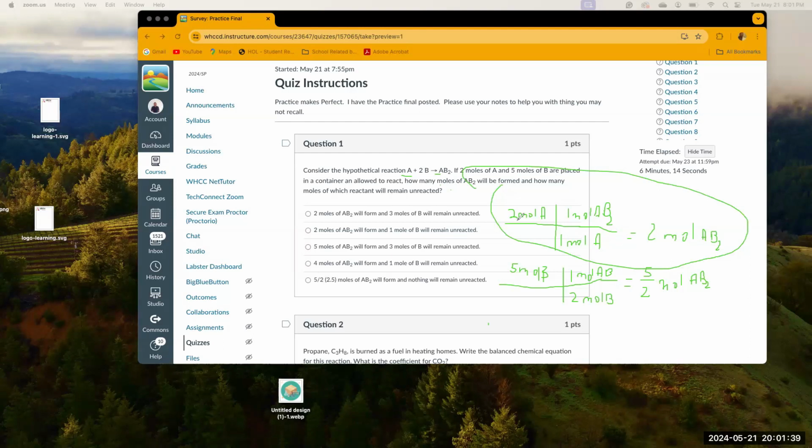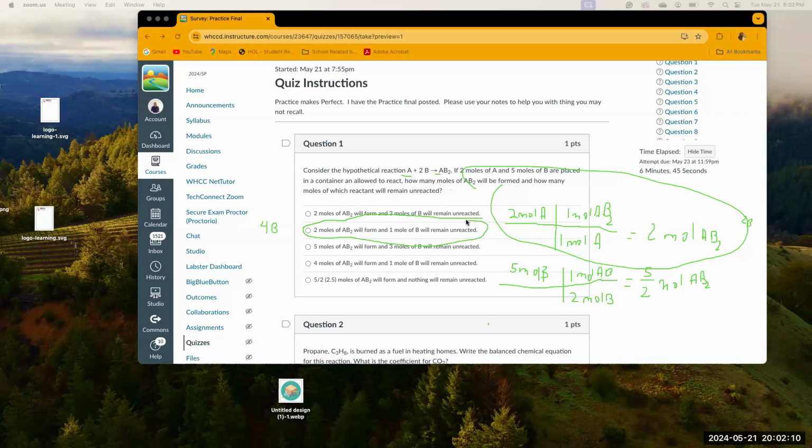Okay. So then if A is limiting, then we know that the mole to mole ratio that you need for B is a 1 to 2. So then it would be 2B up top. So we'll need 4 moles of B at the end. So then that means that there would only be 1 left over. So Saul is correct on that one. So it's this one.